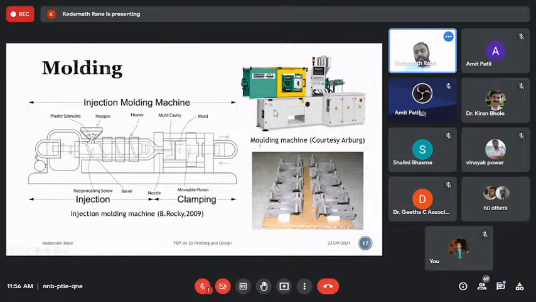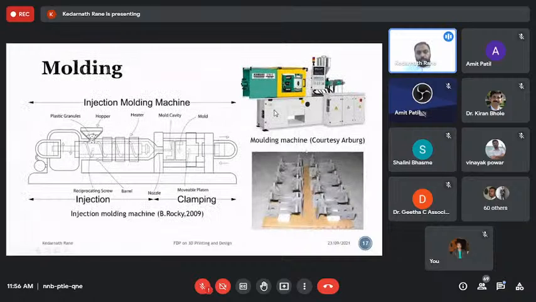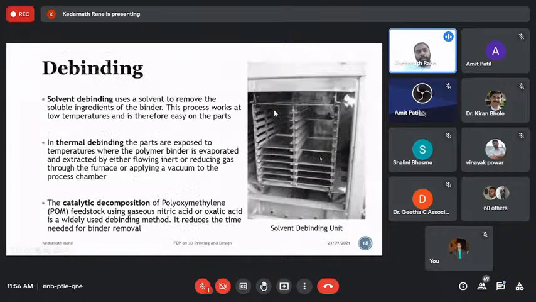But again, you have post processing. When it comes to post processing, we can process the parts in batches. So that's why the productivity is very high through this kind of process. Once you are ready with these molded products, you can go for the debinding process. Debinding is differentiated into three categories.